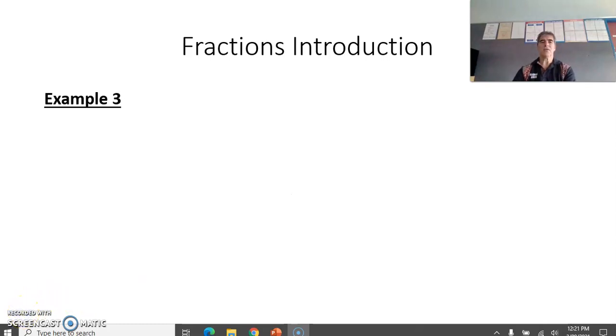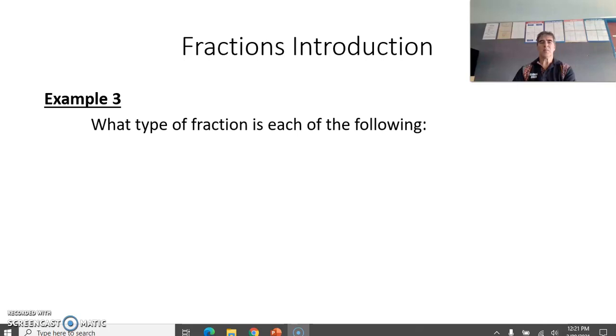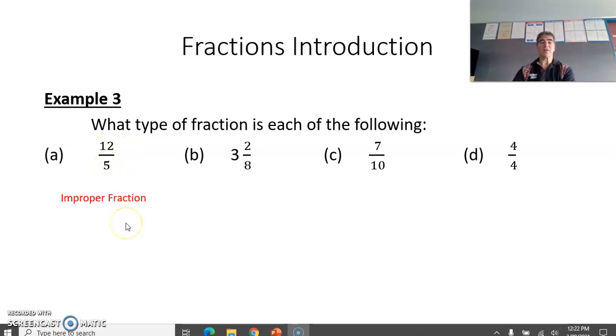And let's have a look at a third example. So this time we're going to have a look at the type of fraction. So what type of fraction is each of the following? And this time I've got 4 examples. So let's have a look at our first one. Our numerator, the number up the top, is 12. Our denominator is 5, the number down the bottom. And we can notice that the numerator is larger than the denominator, so that type of fraction is an improper fraction.